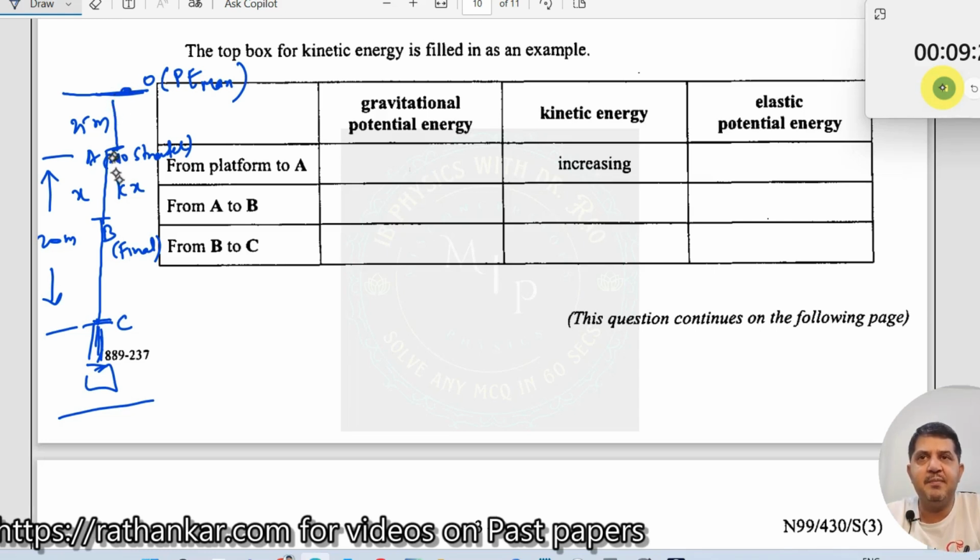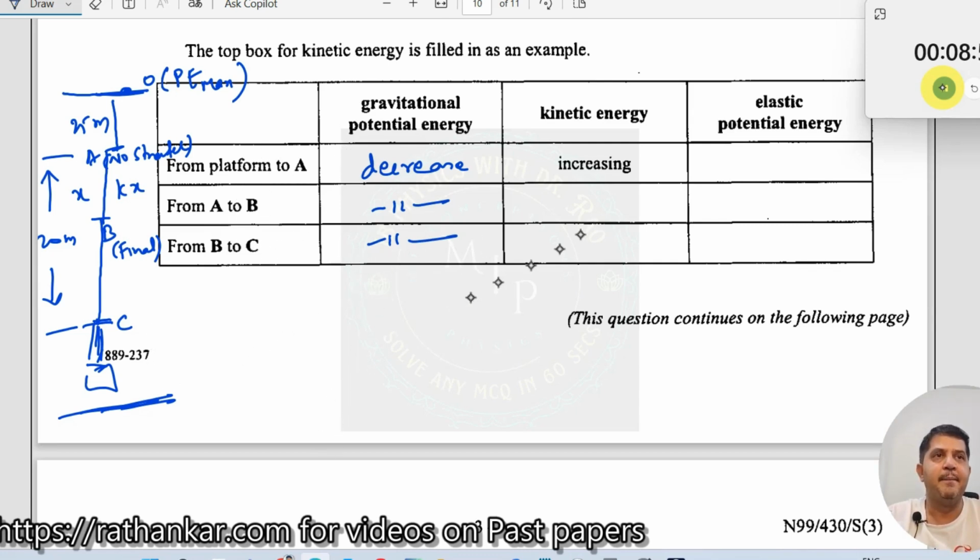But when she jumps downwards, the height is reducing, and when the height is reducing, potential energy should also decrease. So this should decrease. From A to B, once again decrease only. From B to C, once again decrease only. Why decrease? Because this height should be counted from the ground. From here to here it was maximum height. Here to here it reduces, still reducing over here. So the height is reducing, potential energy decreases.